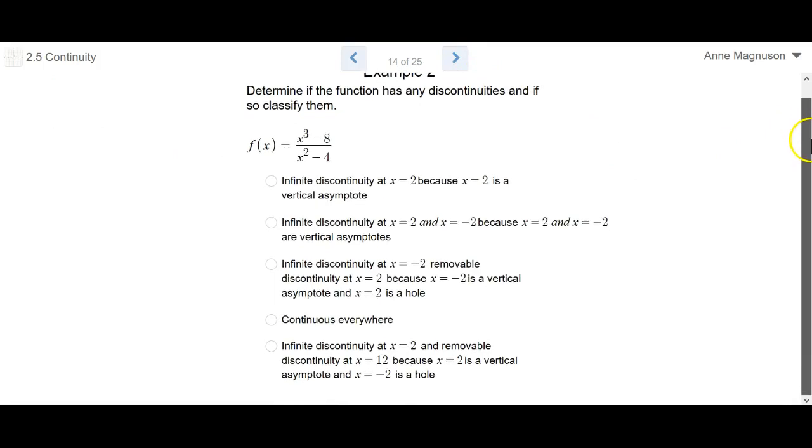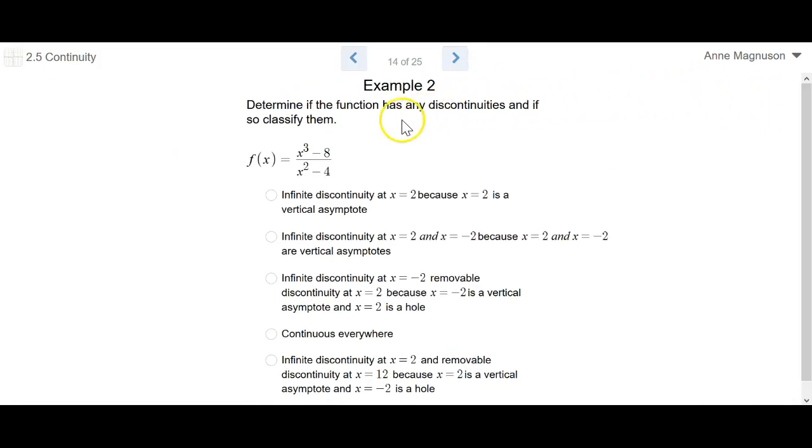Let's look at this example, this rational function. Determine if it has any discontinuities, and if it does, classify them. Well, the first thing you're going to want to do is factor the numerator and denominator to see if you have any common factors, to see if you have any holes. And then you want to look at the zeros of the denominator, if there are any others for this function.